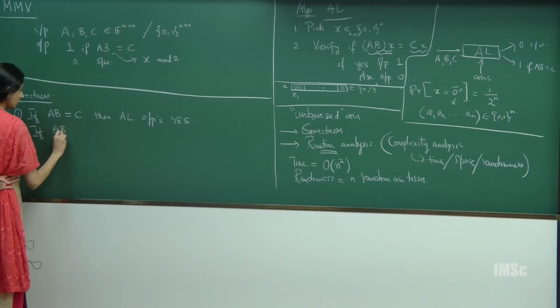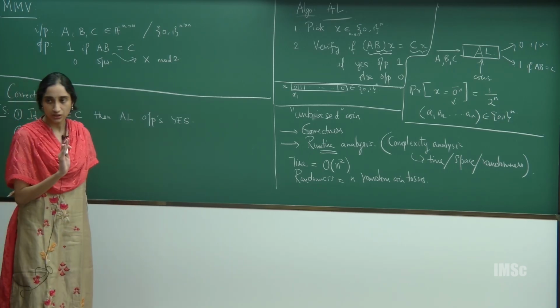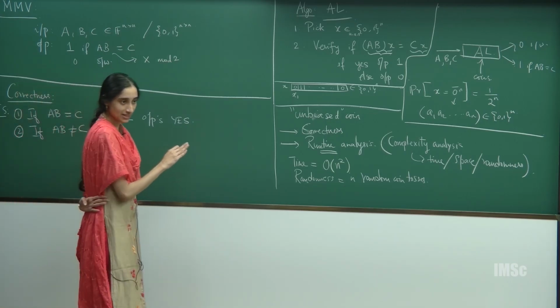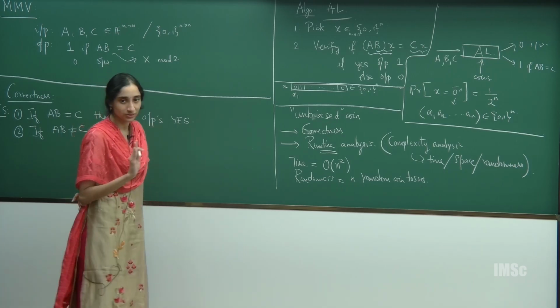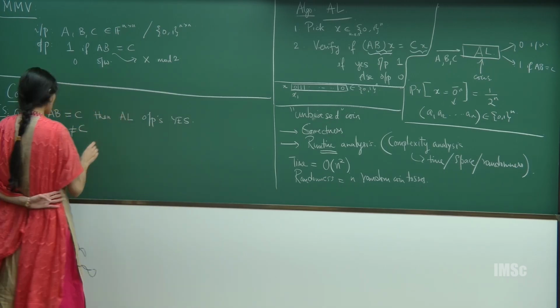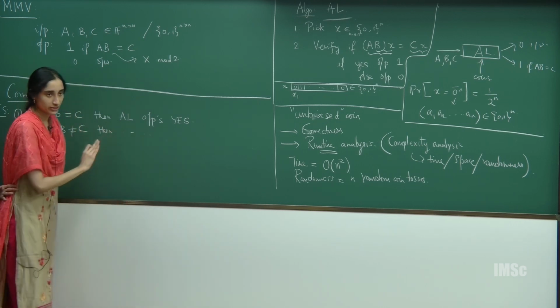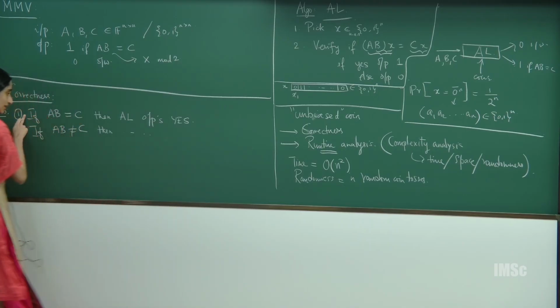If AB is not equal to C, then ideally in the deterministic case, you would want the algorithm to output no. But here you cannot guarantee that, there is some randomness. So it should almost always output no, right? So with some probability. I'll have to fill this up. So let's do the first part, then I'll fill the second part.